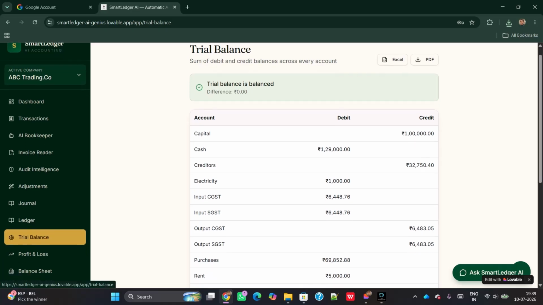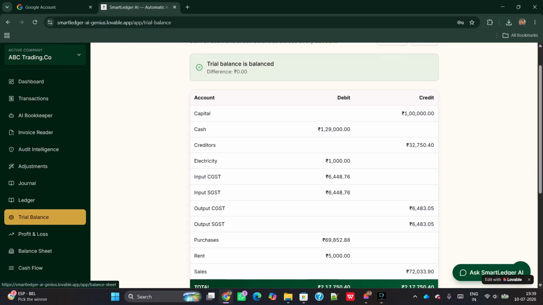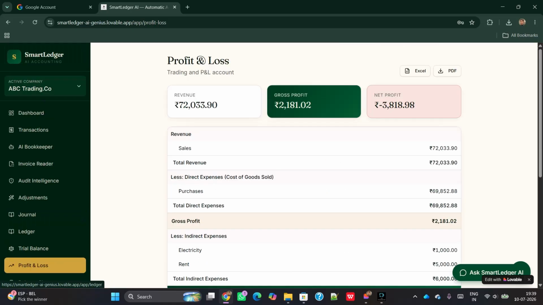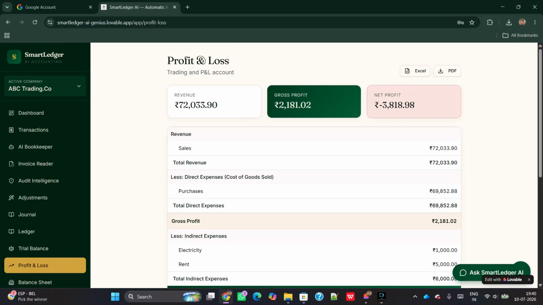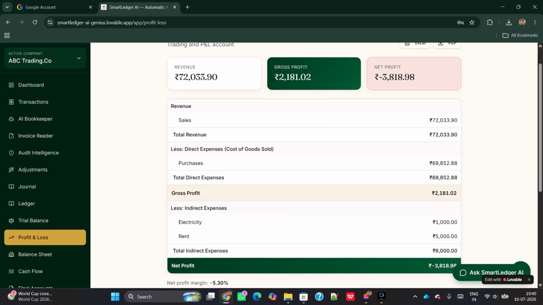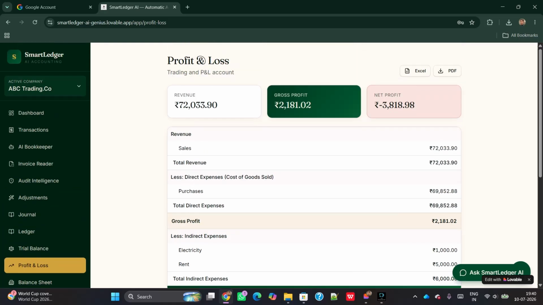Now the main part, to find out whether the business is in profit or loss, this account will help, that is the profit and loss account. So let's move to the profit and loss account. This is the profit and loss account. Here we can get to know the gross profit as well as the net profit or loss. Here in this case we had a gross profit of 2181 and a net loss of 3818 as per the transactions which we have earlier entered.